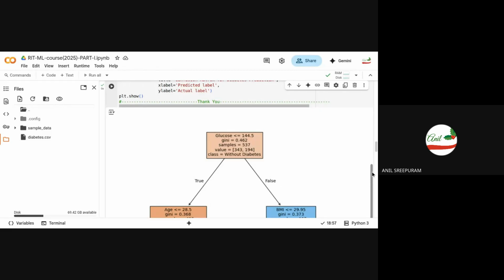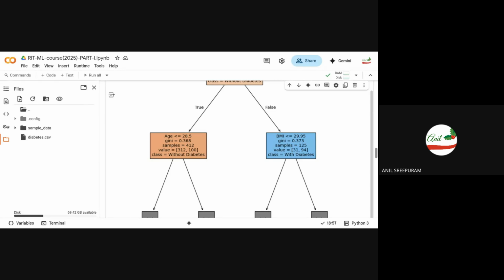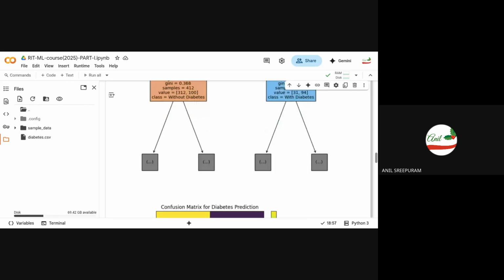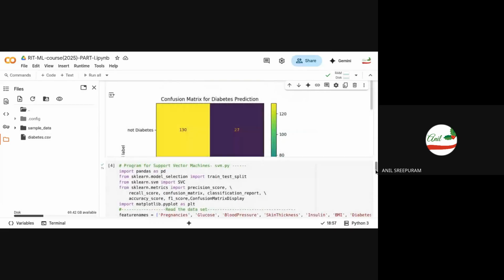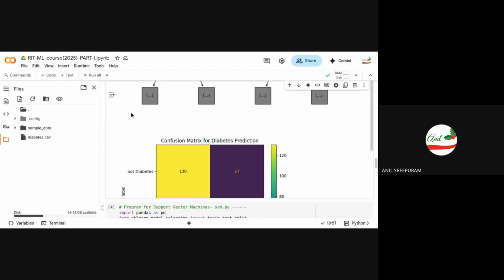And I am not able to explain the actual reasoning behind why they have chosen these glucose values, then age value. First, they have done the test with the glucose feature: whether the glucose value is less than or equal to 144.5. Yes is for one branch and no is for the other branch. Then they check whether the age of the person is less than or equal to 28.5. Yes for one branch. Like that, they do it up to 5 levels. So that is actually shown here. And because of the difficulty in displaying this, I am showing it here.